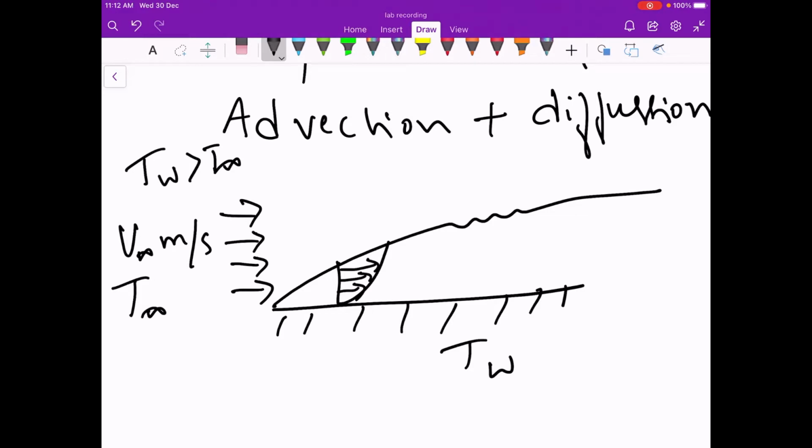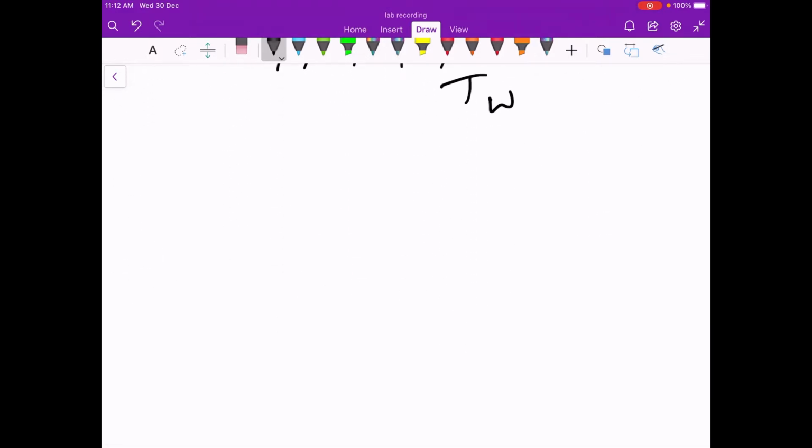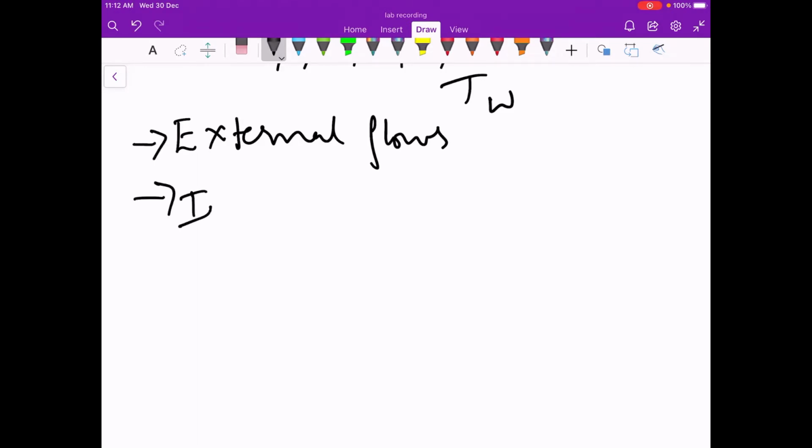So basically when we talk about convection process, there are two types of processes we will be focusing on. One is external flows and second one is internal flows.